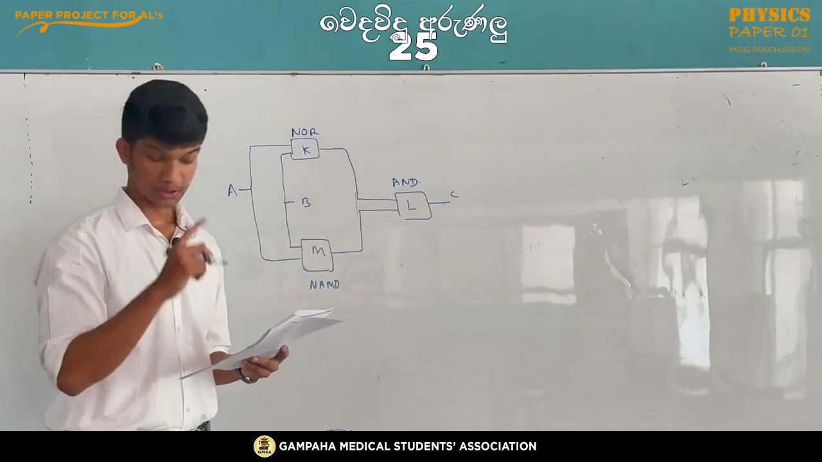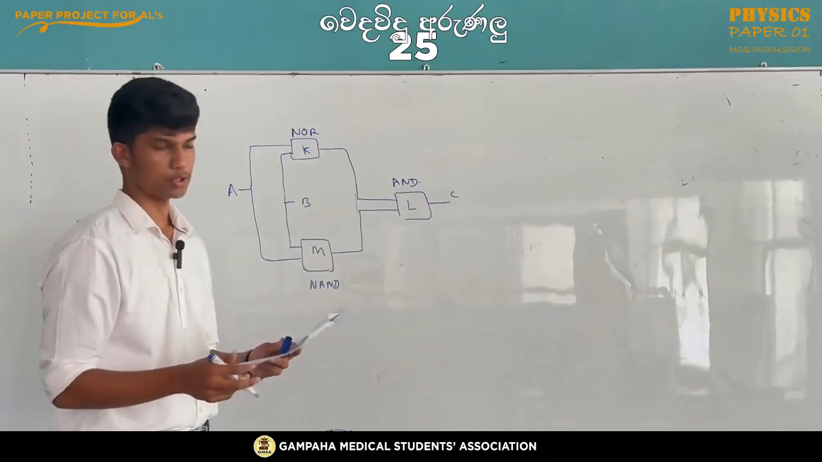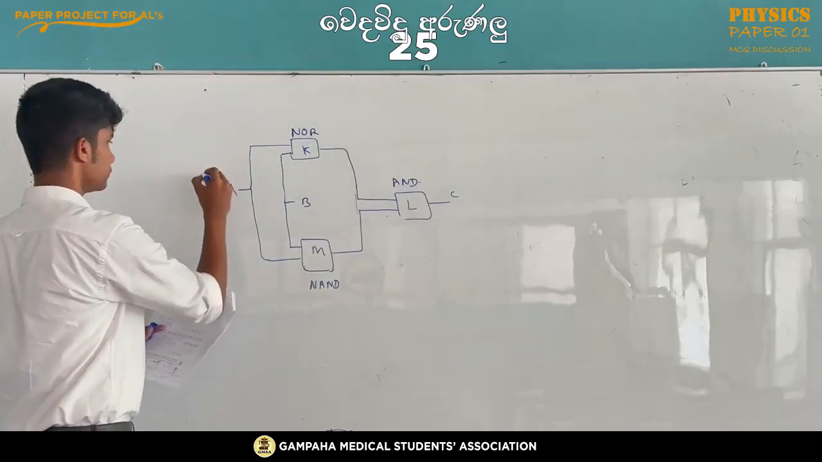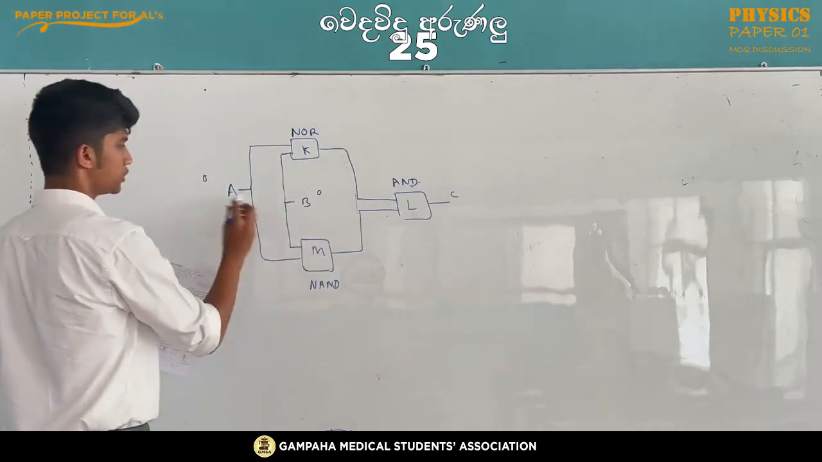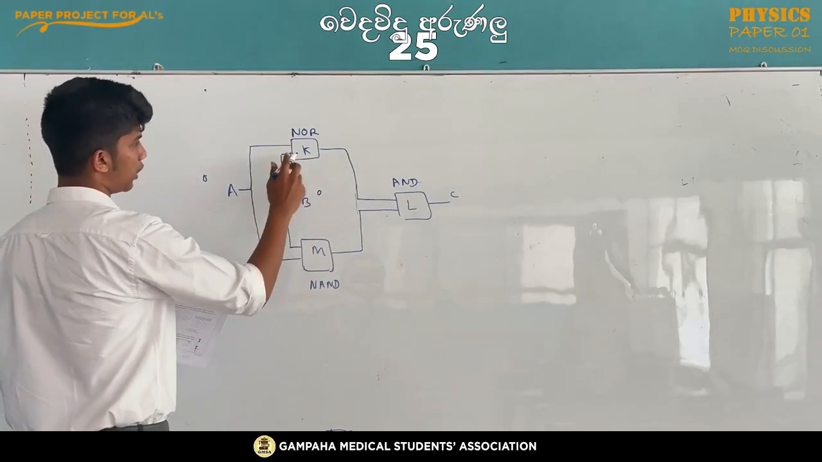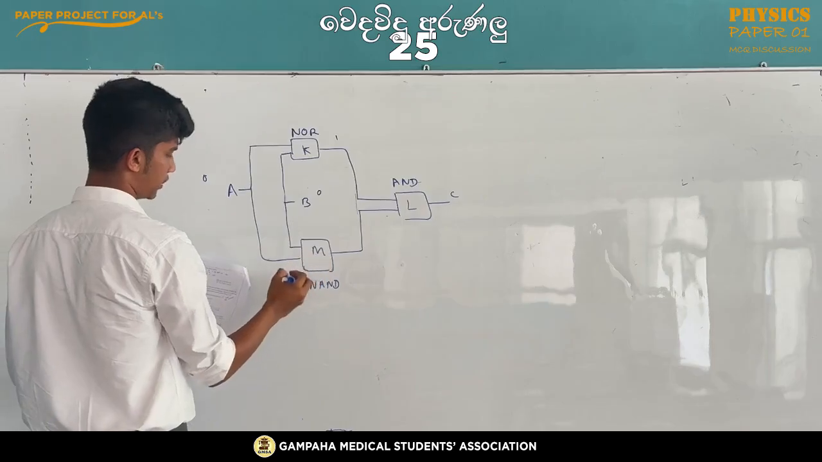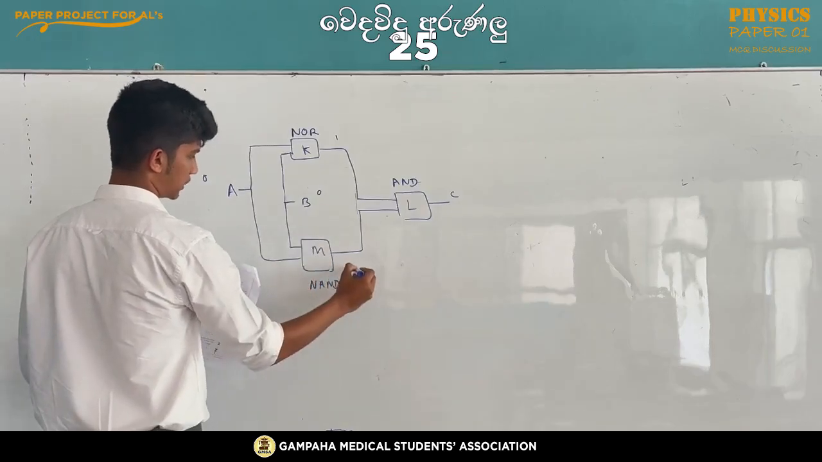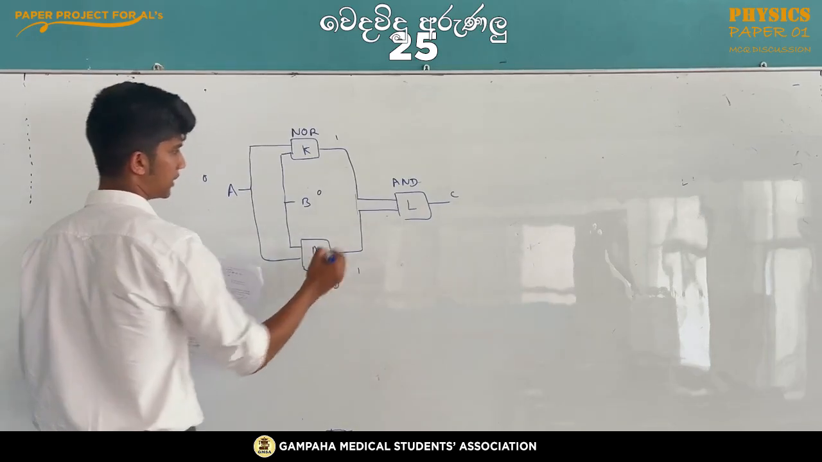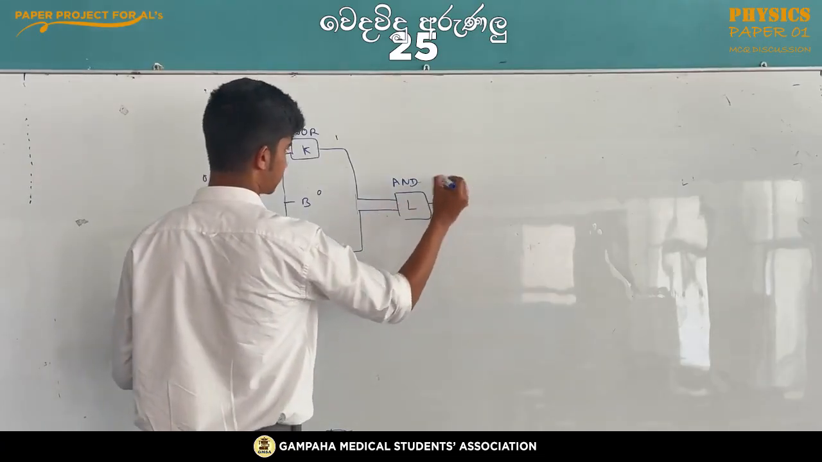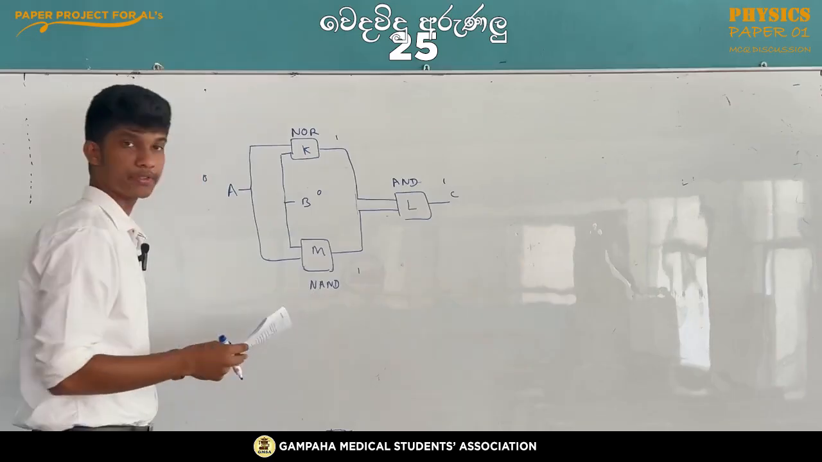Then in the first row, the inputs are 0 and 0. So when the inputs are both 0, the output at K would be 1. At M, once again it would be 1. And then at L, it will be 1. So for the first row, the output is correct.